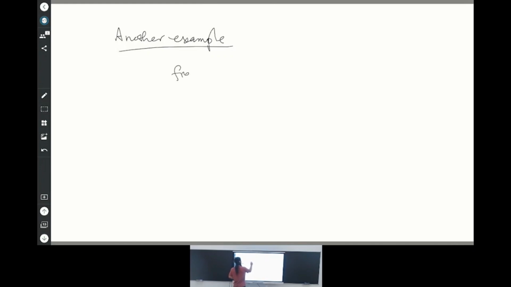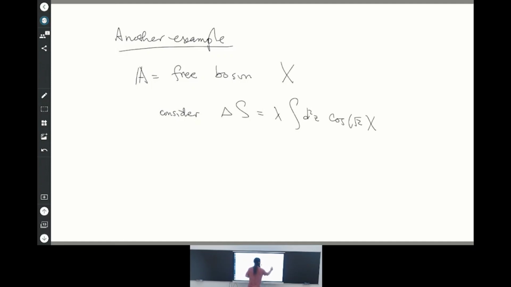So consider the free boson. I'll take this A to be the free boson X. And I'm going to consider the deformation just by cosine of square root 2 X. Again, my convention of normalization of X is that this is marginal. Now, I'm going to emphasize that this is a free non-compact boson. And generally, I'm not going to demand my deformation to preserve any kind of shift symmetry. There's no shift symmetry involved. Okay. So I'm going to consider this deformation.